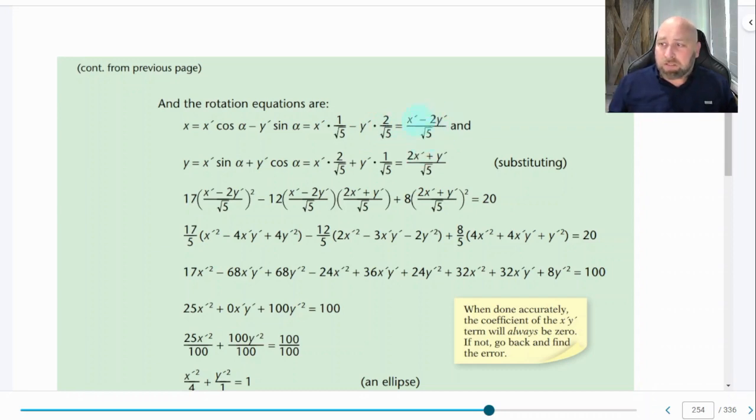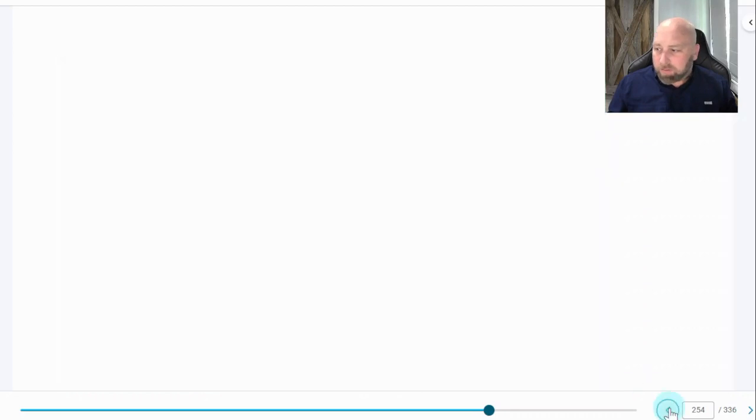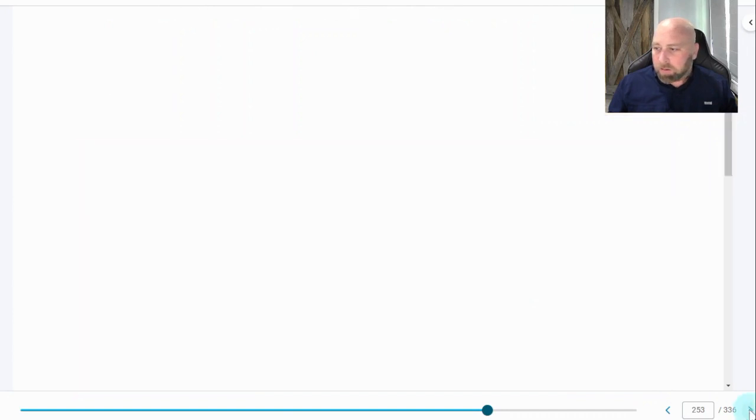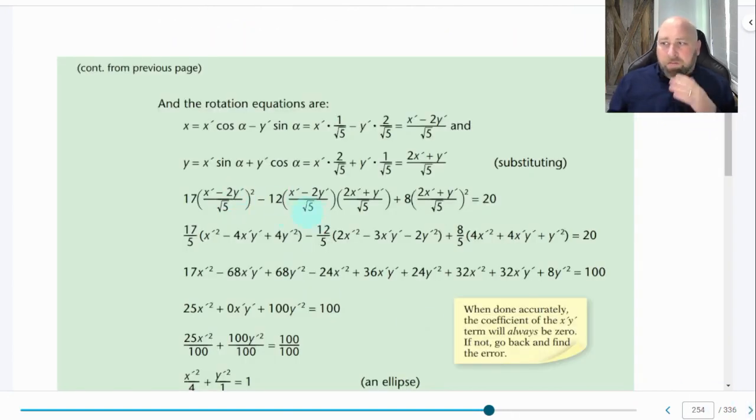Once you get this, this is now the x value. This is our x prime. We're going to sub it in for x, anywhere that you saw an x in the original. Okay? So now we have this 17 times, this is x squared. This is our original, 17 times x squared. Now, this gets a little bit complicated right here, and I want to show it to you. How did they get from here, 17 times x prime minus 2y prime over the square root of 5 squared, to this? How did that happen right there?